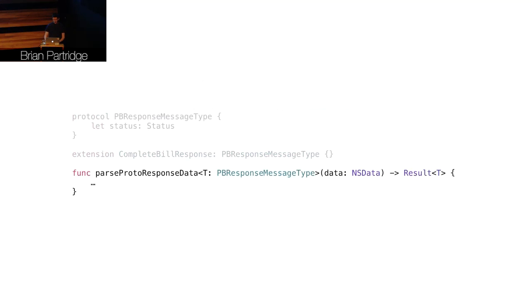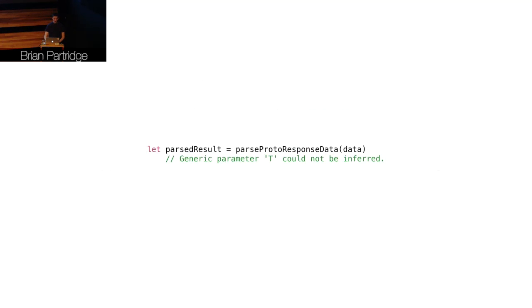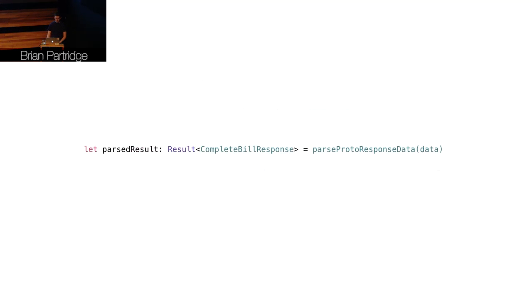It's a little obvious and a little surprising because it looks like it should work. If you compile this, the compiler doesn't know what kind of binding to parse the data into. It knows T has to be of this particular type with these particular rules, but it doesn't know which concrete instance of T it needs to instantiate. So instead, we need to give the compiler a hint. When we're defining our local variable that we're going to store the result in, we specify it's a Result with a CompleteBillResponse.